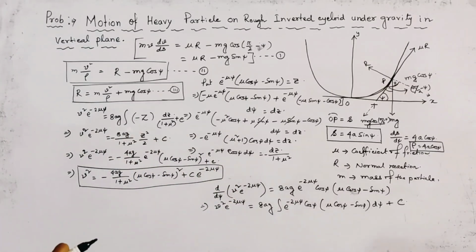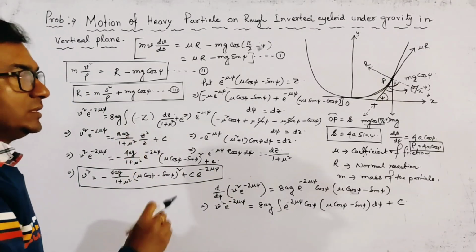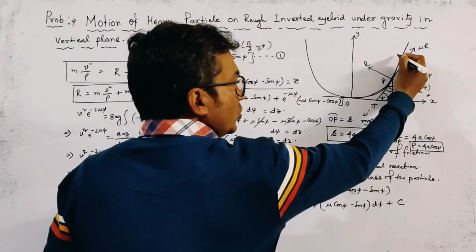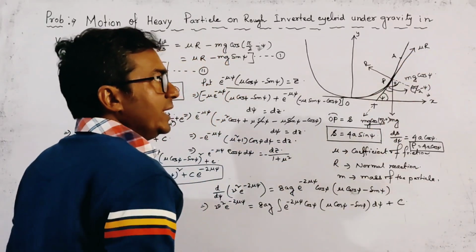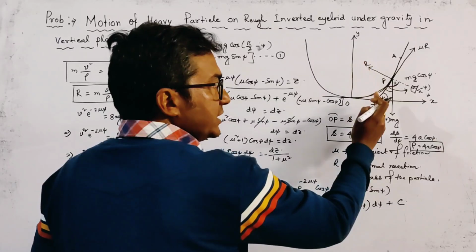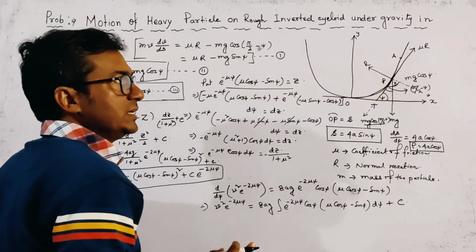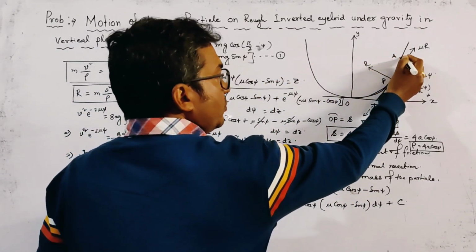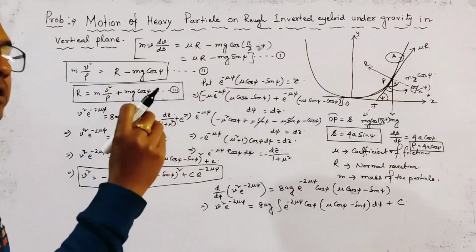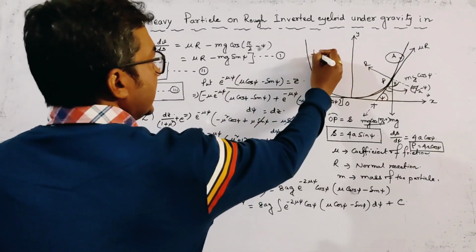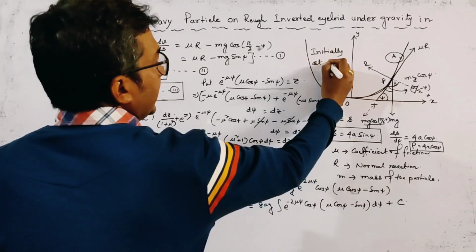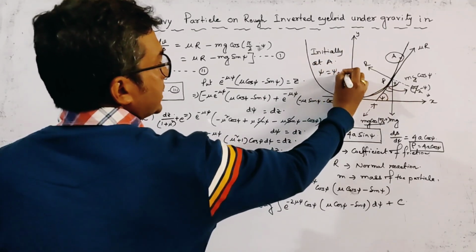Okay, now if the particle starts from rest from a point A, at which the tangent at A makes angle psi 0 with the positive x-axis, then if we put this condition, that is, the point A as the initial condition, we get initially at A, psi is equal to psi 0.